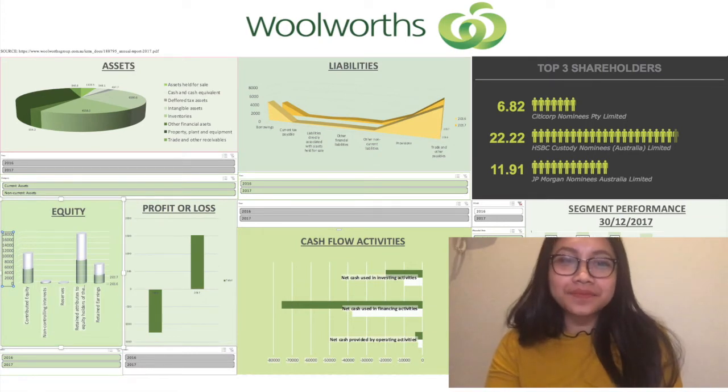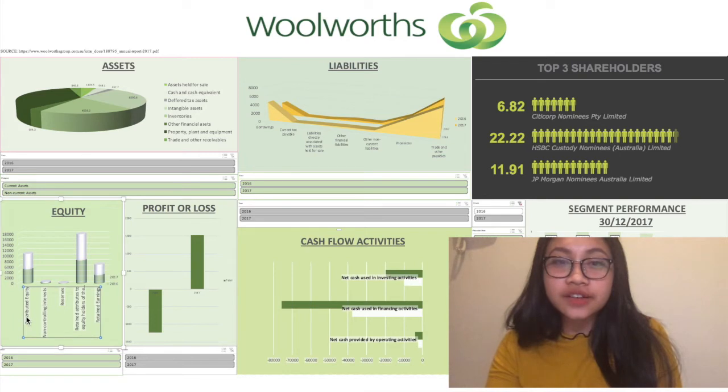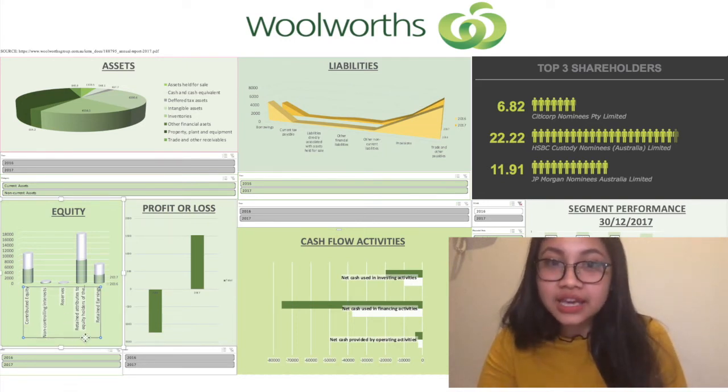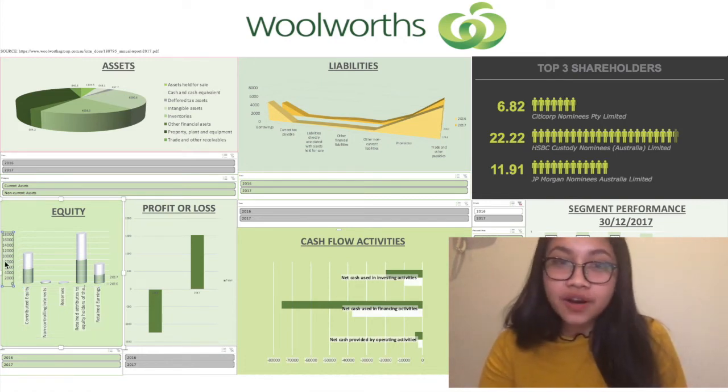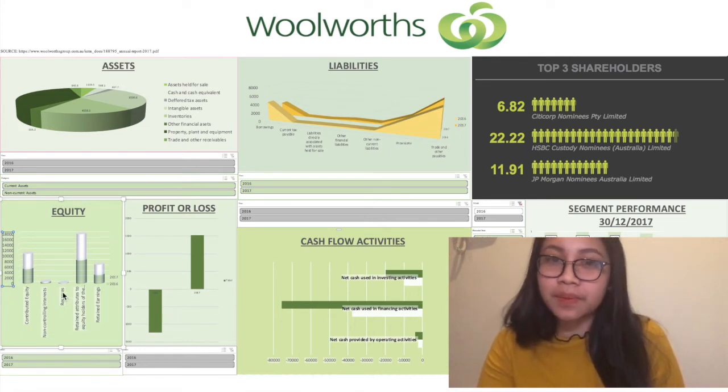Hi, I'm Vira. This is the equity graph. On the x-axis, there are the different types of equity. For instance, contributed equity, non-controlling interest, reserves, retained attribute to equity holders of the parent entity, and retained earnings. On the y-axis, there is the amount of dollars in millions. It can be seen that retained attribute to the equity holders of the parent entity contributes the most to equity.